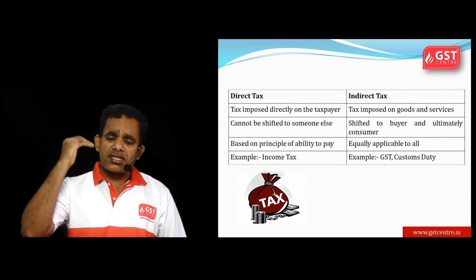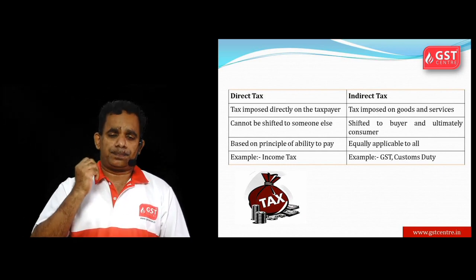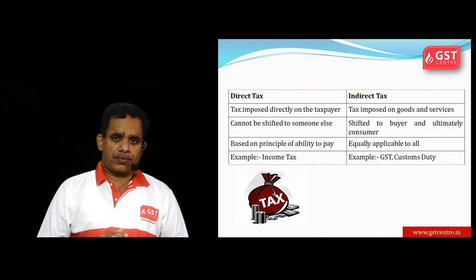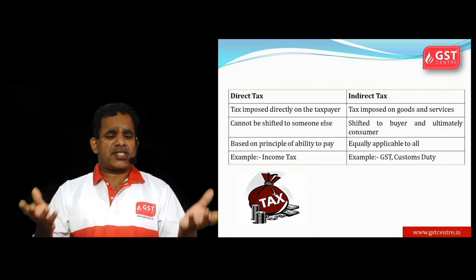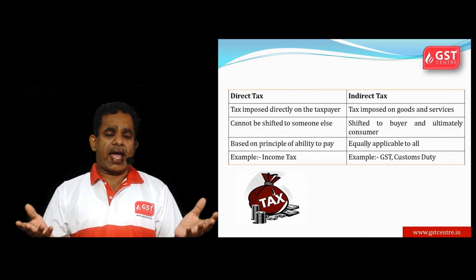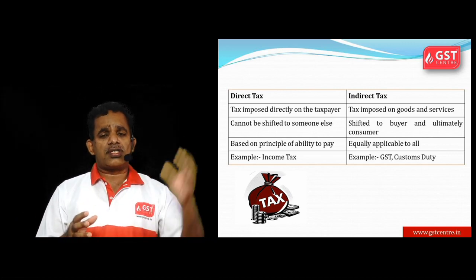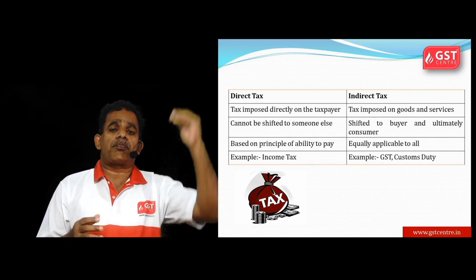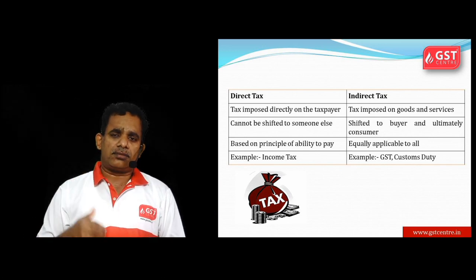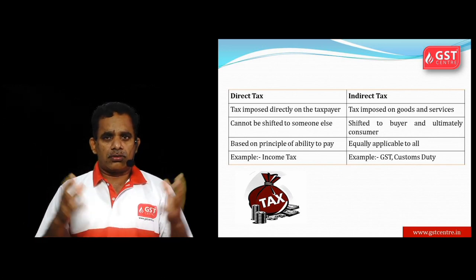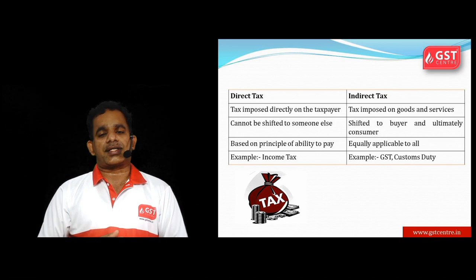Direct tax is imposed directly on the taxpayer, say income tax. It cannot be shifted to someone else. And the person who is earning more income has to pay more tax, and less income means less tax. So direct tax means income tax.